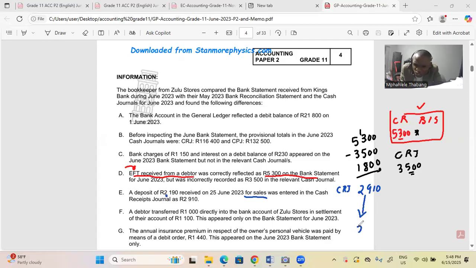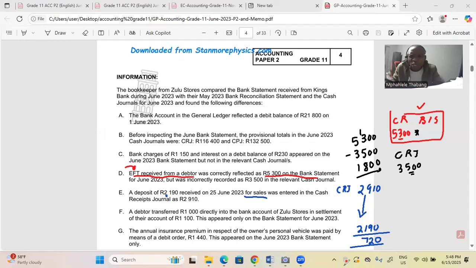To 2,190. So the question is, how much must I decrease 2,910 by so that it becomes 2,190? It will be the difference between these two. Okay, 11 minus 9 is 2. Okay, 8 minus 1, it's 7. I believe it's 720. So the cash receipt journal was too much by 720.